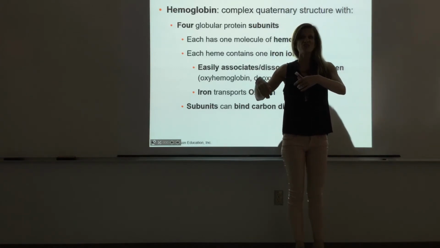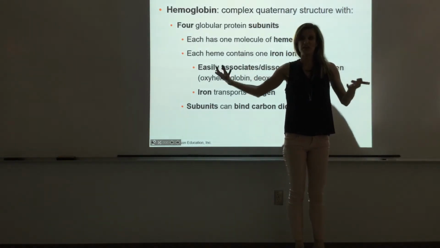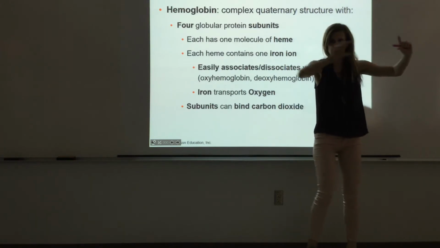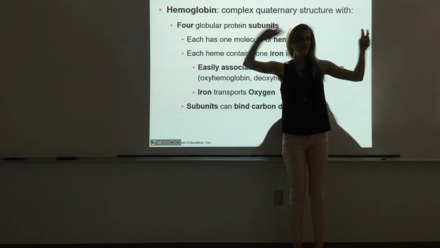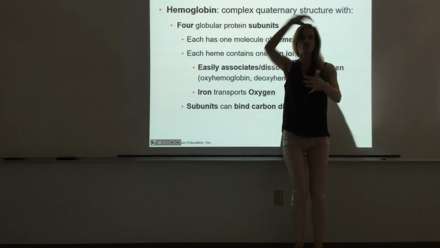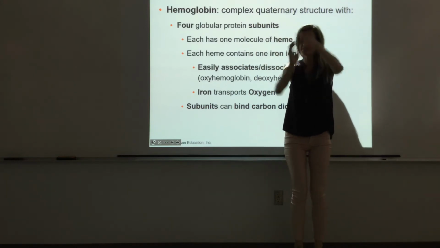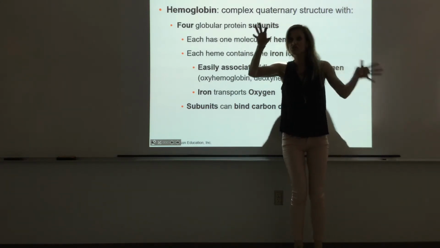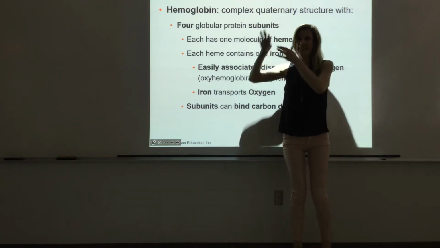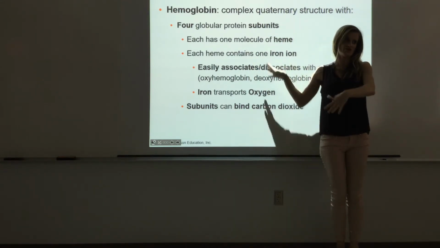Which one was the most complex? Quaternary, right? Remember, primary was just the linear chain of amino acids. And then we started to twist it. And then that spiral or pleat got twisted up into a unique shape. Then we threw a bunch of those substructures together, and that gave us this complex quaternary structure.